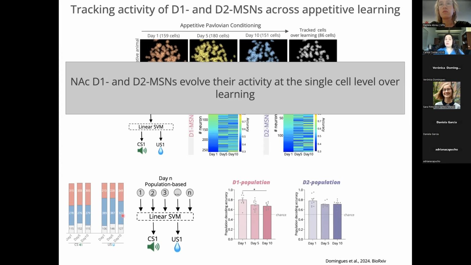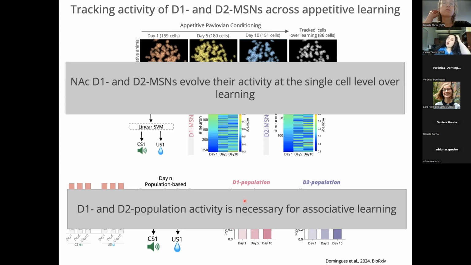And indeed, what we see is that at the population level, there is high accuracy in identifying the cue that predicts this reward, in this case, this sucrose. So what we show is that this pattern of excitation and inhibition within these two populations seems to be necessary to be maintained across days for learning to occur.